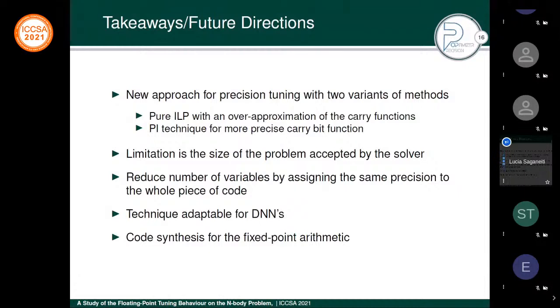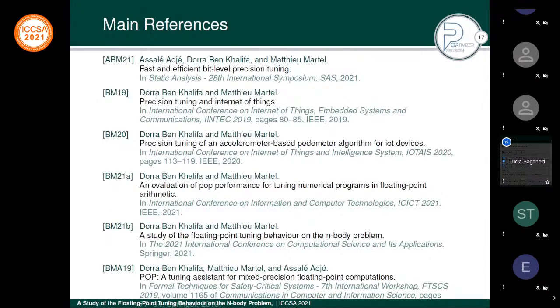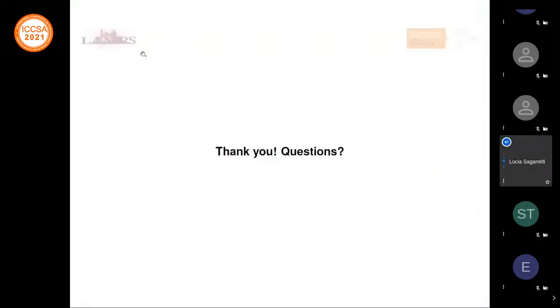One limitation that we can tackle is the size of the problem that the solver can accept. Many future directions are possible. For example, we can reduce the number of variables by assigning the same precision to a whole piece of code. This technique is also adaptable for GNNs and for synthesizing code for fixed-point arithmetic. For more information about the POP tool and the technique embodied inside, we refer the audience to have a closer look at our previous paper. And I thank you all for your attention.